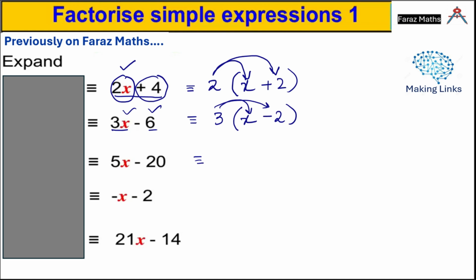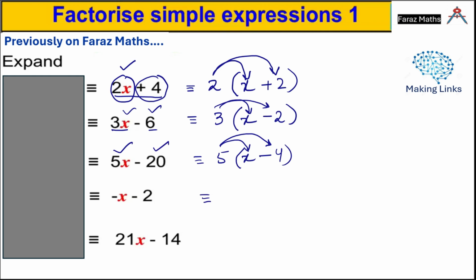The next one, now you have to write 5, because between 5 and minus 20 the highest common factor is 5. Make a bracket over there. 5 times what will give you 5x? So it is x. 5 times x is 5x. And then 5 times what will give you minus 20? It is minus 4. 5 times minus 4 is minus 20.